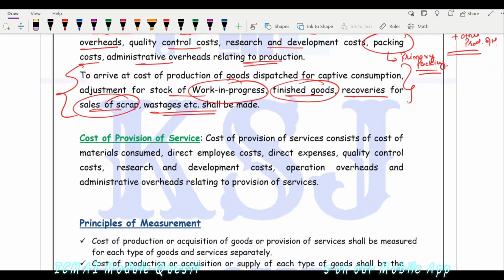The cost of provision of services. Now, in case of provision of services, what is the main motive? The main motive is providing the services. If you are providing some components along with that, that is a different thing, right? Like in our example, our main motive is providing the education to you, which is a service.